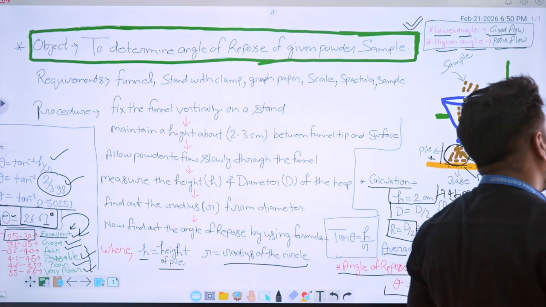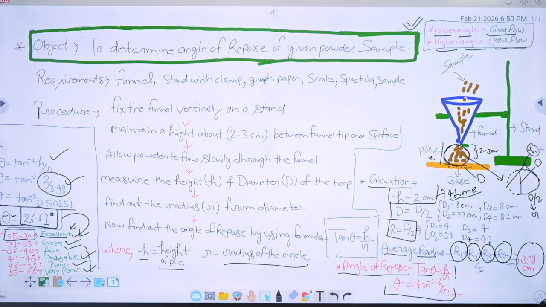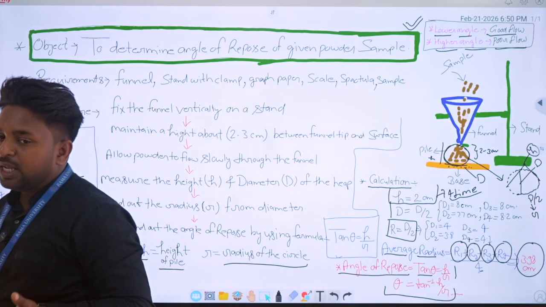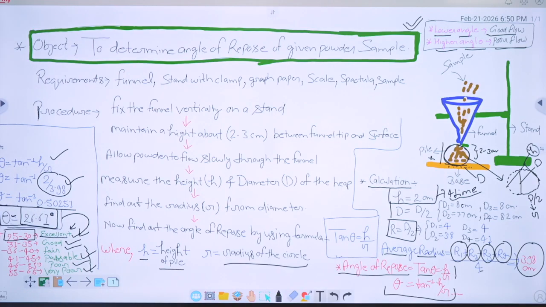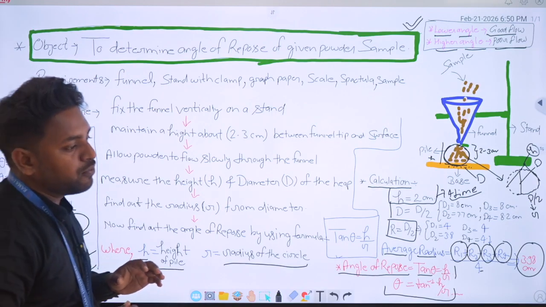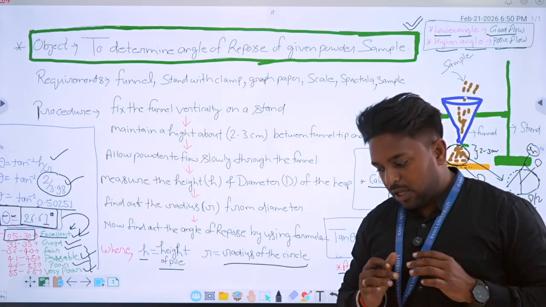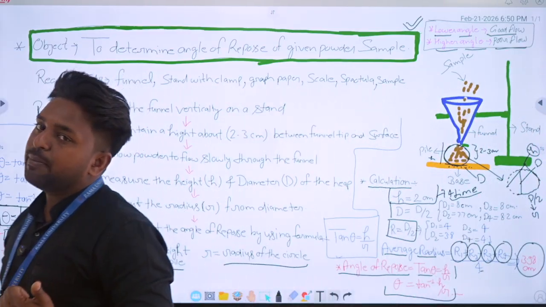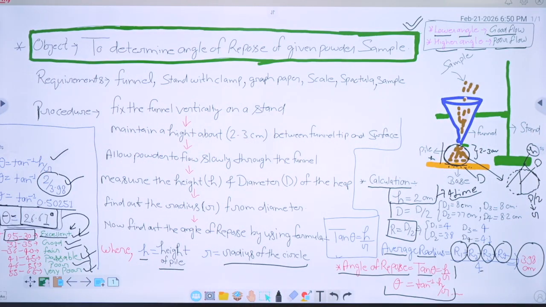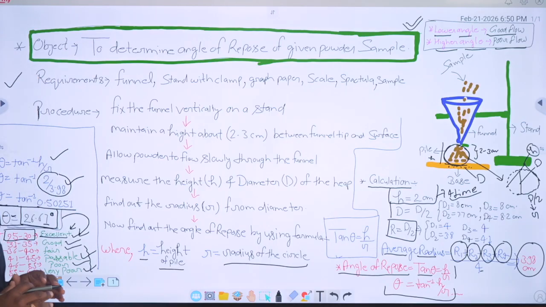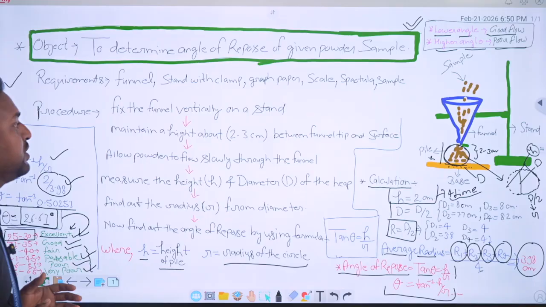Whenever you are going to manufacture or produce any type of formulation, you have to know the angle of repose of your powder, because it is a very essential and important step during manufacturing. Without this step, you cannot perform a proper experiment or proper manufacturing.